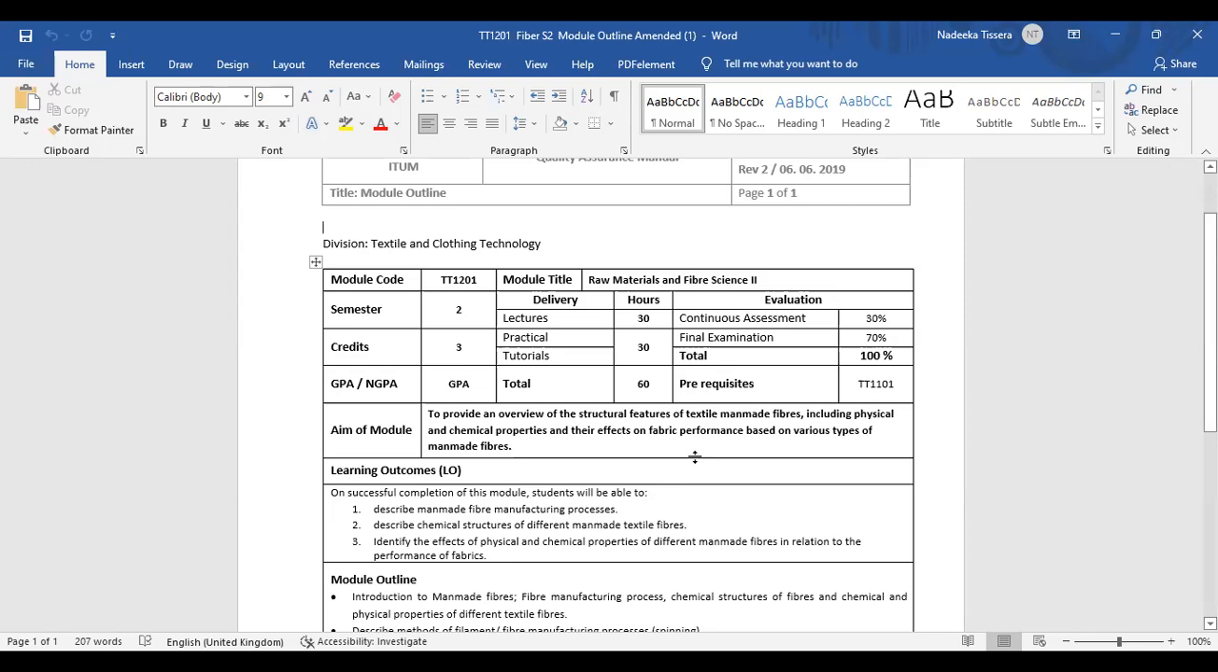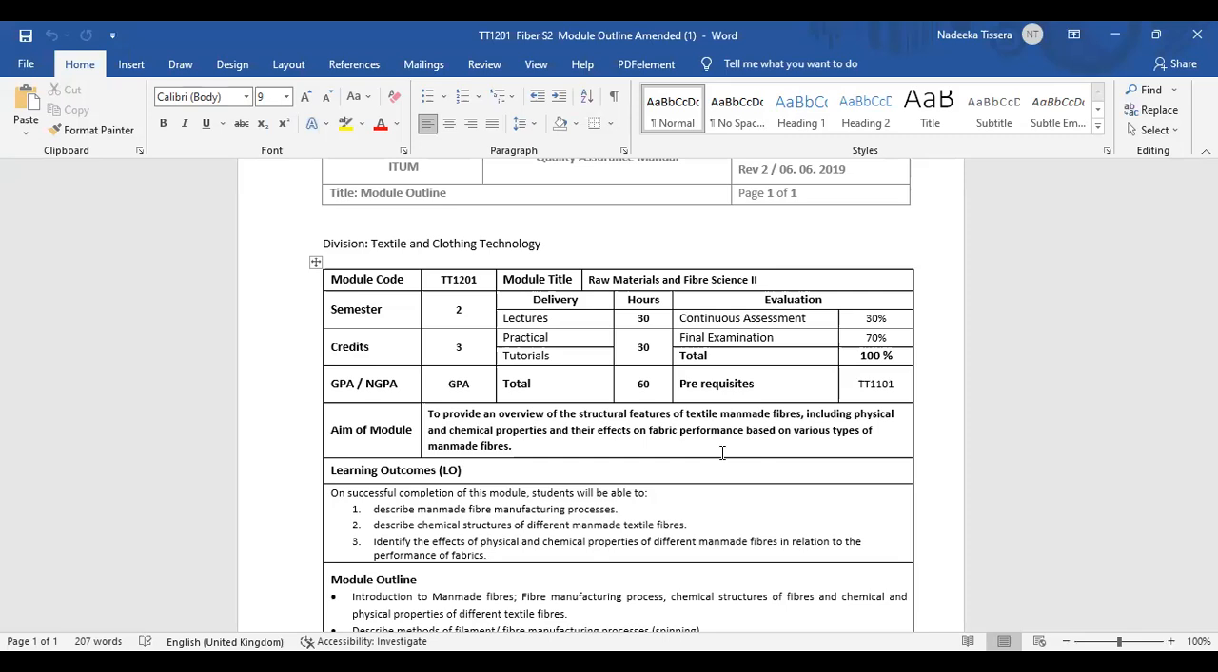If you are into innovation, or into creating new things in your career path, you need to know the chemical and physical properties of these individual fibers. Then you can do any modification. Your modification could happen in the fiber state, during the spinning stage, during the fabric stage, or during the after-finishing stages.